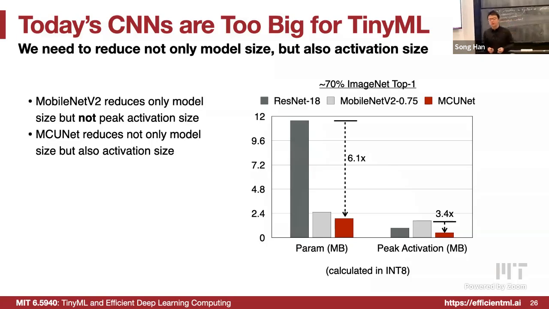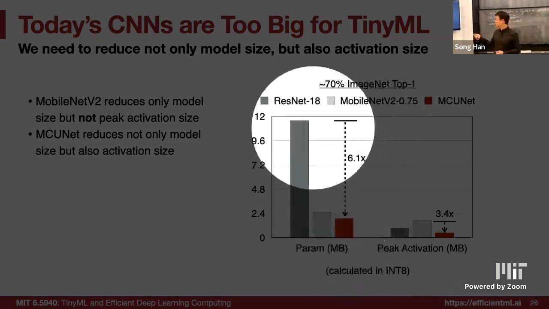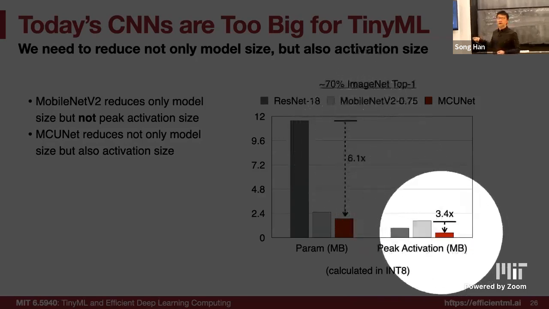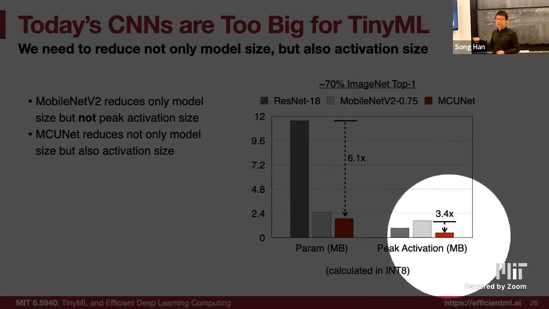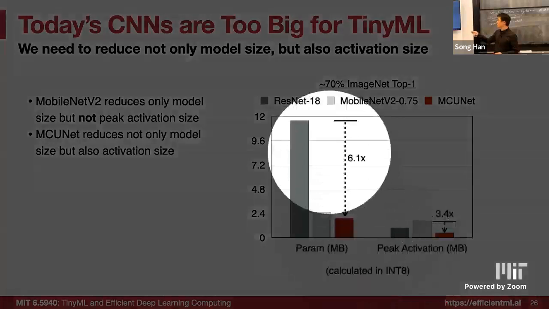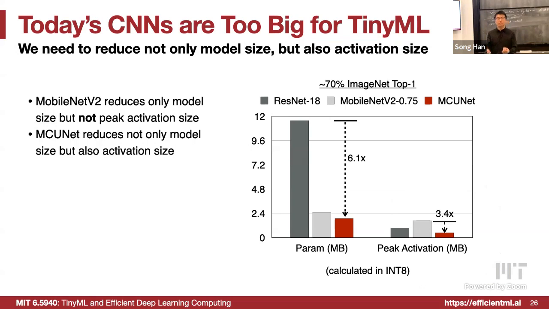So we are going to learn about MCUNet. It not only reduces the weights by 6 times compared with ResNet-18 with similar accuracy, but also reduces the peak activation by 3.4x compared with MobileNetV2. So that's our goal. We have to balance both the number of parameters and the peak activation. We have to fit both of them in the microcontroller. If you cannot fit either of them, you cannot fit the model.